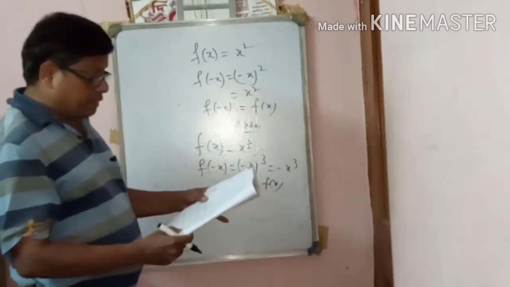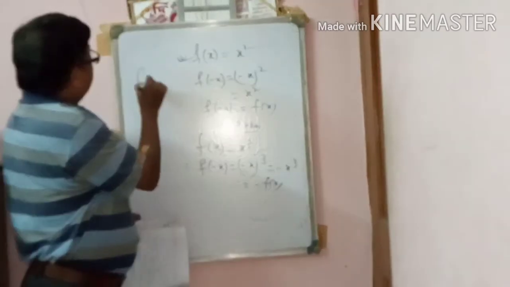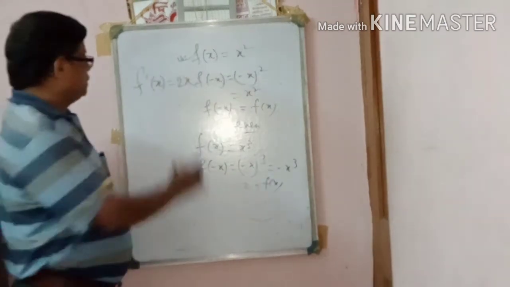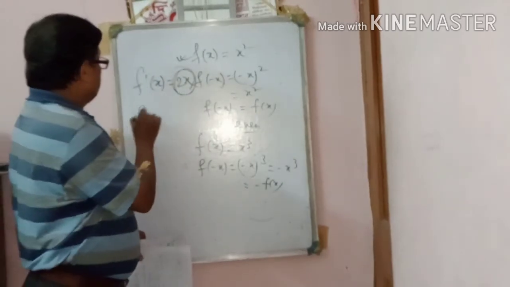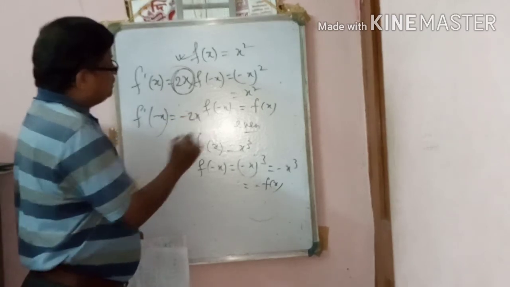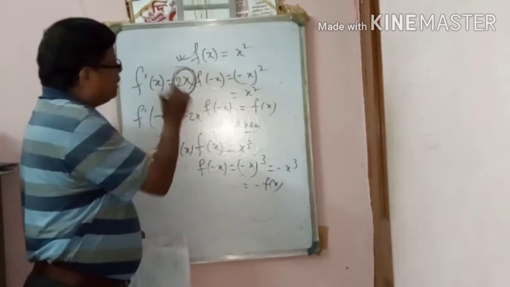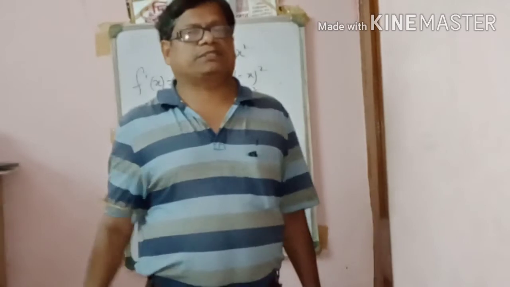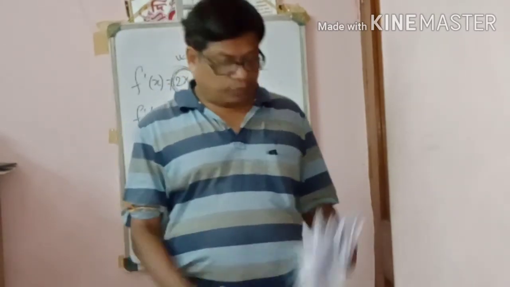So the derivative of an even function. If you take the derivative of this function, f dash x is twice x. See, twice x is an odd function. f dash minus x you put, so 2 into minus x, twice minus x, so minus f dash x. So this function twice x is an odd function. Now next one.